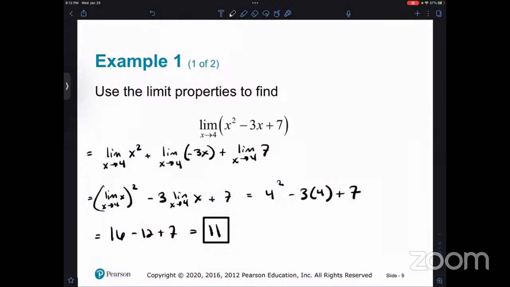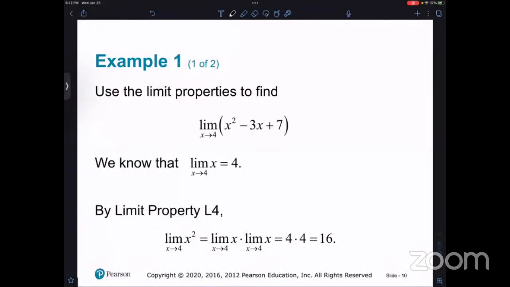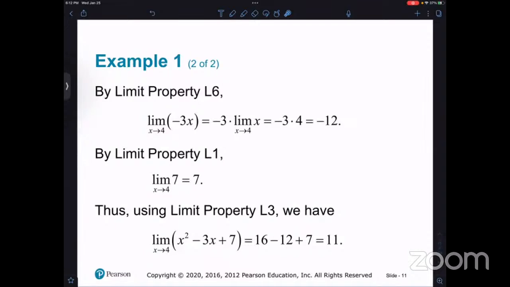Okay. So using limit properties, we know that the limit as x approaches 4 of x is 4. By limit property 4, x squared, this is essentially what we did. We got that 16. Okay, negative 3 times 4, I think we got that result. And we got the 7 there. And all together, they gave us the 11 that we got.